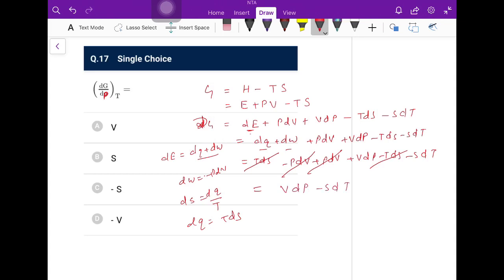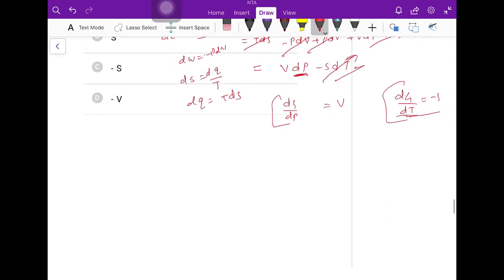Now if temperature is made constant, this term will be 0 and dG by dP will be equal to V. So V is the correct answer. If pressure were to be constant, then dG by dT would have been minus S. So we do not need to find dG by dT, we need to find dG by dP, so the correct answer is V.